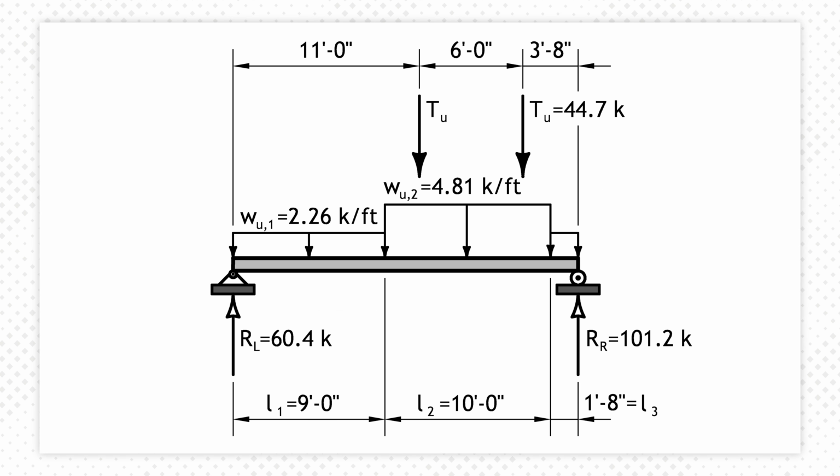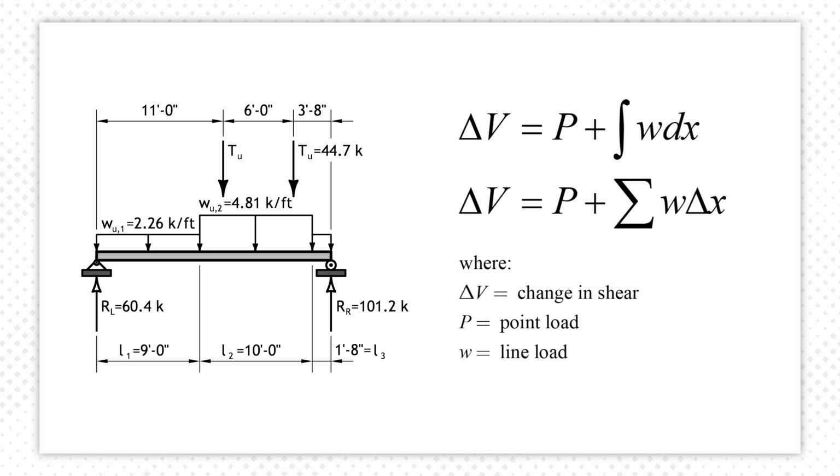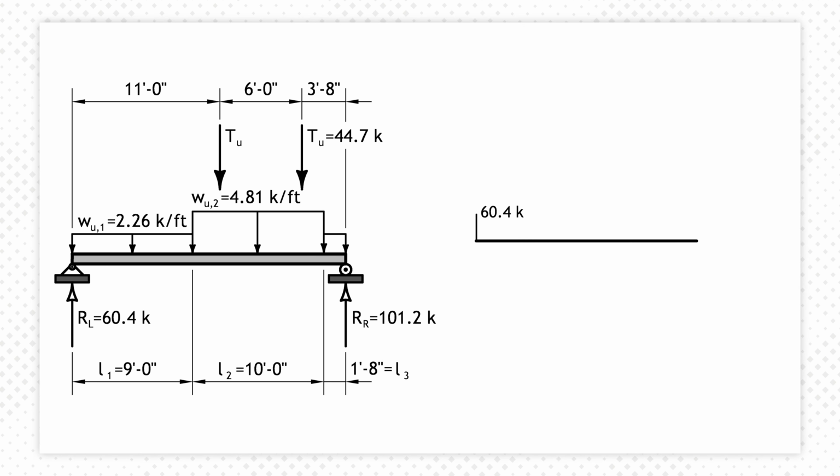With the loads and reactions, we now have a complete free body diagram and can now draw the shear diagram. We do this by moving from left to right or right to left. When we cross a load, we apply its effect on the shear diagram. In mathematical form, the change in shear is given by these equations. Starting on the left, we cross the left reaction, which creates a positive shear of 60.4 kip. The line load W sub U sub 1 creates a change in shear equal to 2.26 kip per foot. We subtract this from the reaction shear.